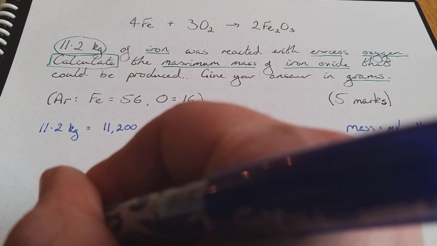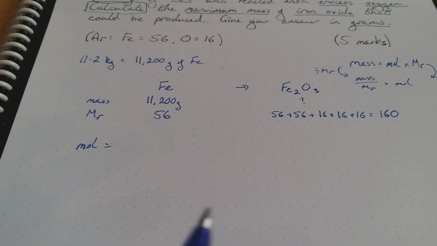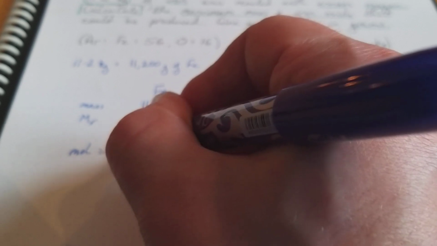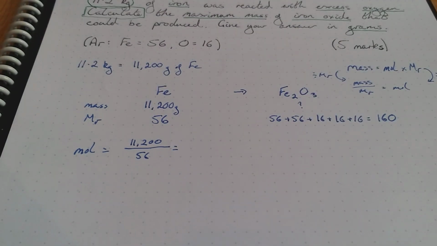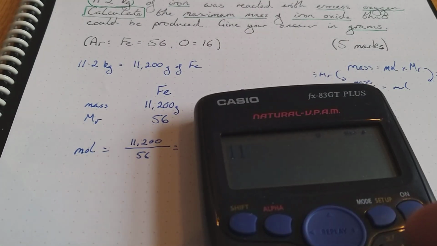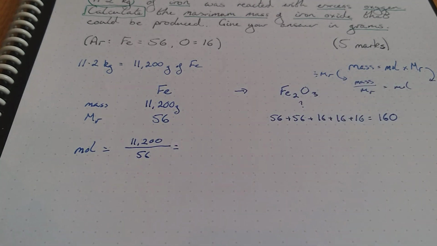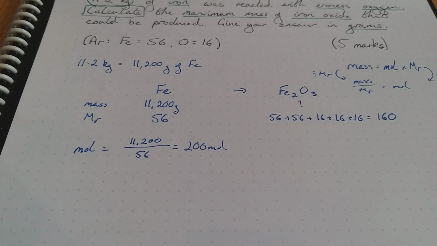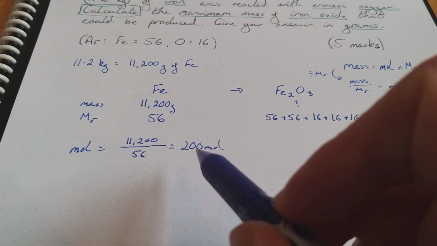So the number of moles of iron will equal, I'll just move my camera down a bit, 11,200 divided by 56. So I'll just do that on my calculator, 11,200 divided by 56. That gives us 200 moles.